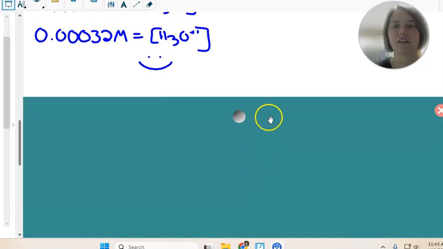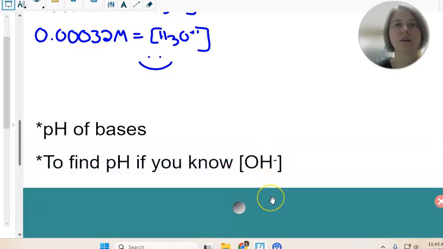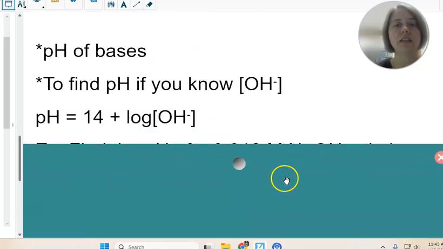Okay, let's come back to writing some things down. pH of bases. Yes, bases have pHs, from 7 above to 14. To find the pH if you know the hydroxide concentration, because if you remember, pH is always hydrogen concentration. But what happens if they give us the hydroxide concentration? Well, it's pretty easy, because the pH is equal to 14 plus the log of your hydroxide concentration.